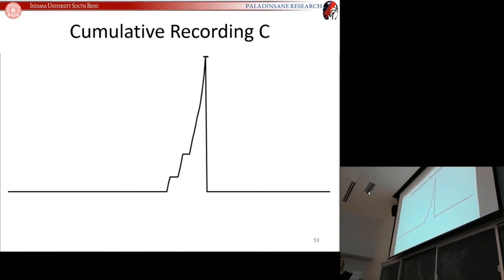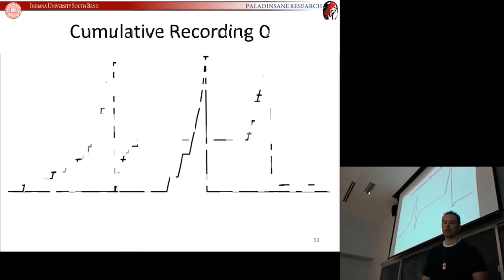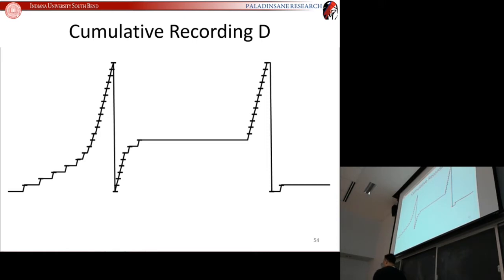After finishing the exam, she gets reinforced for finishing it. She doesn't open the textbook again. We got a flat line indicating no behavior. So the final one here, cumulative recording D, the one that's left over is behavior number 1.